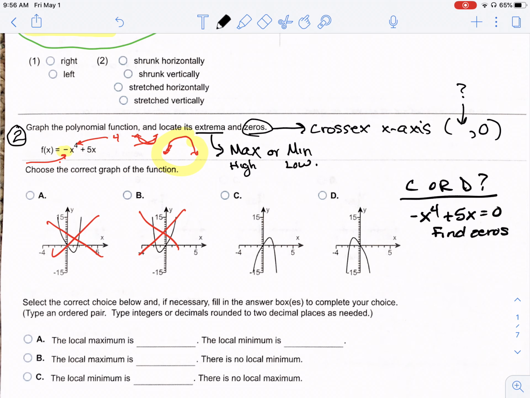Notice C and D have different zeros, so that's going to help us figure out which one it is. So we're going to do that by factoring. I'll just tell you to start by factoring out a negative x, and then you can finish that up. All right, number 3.